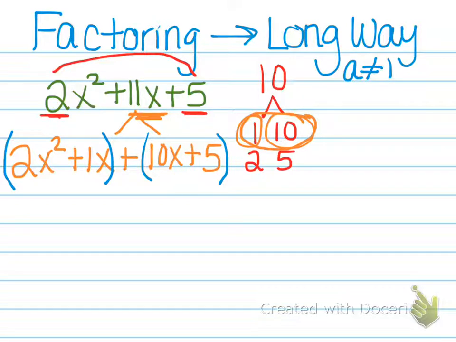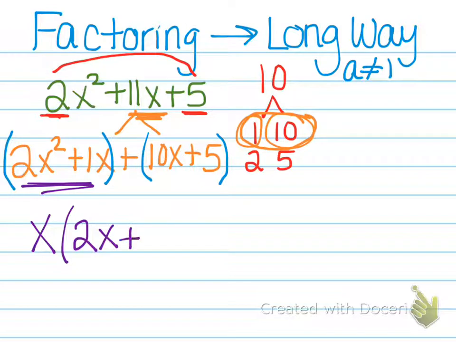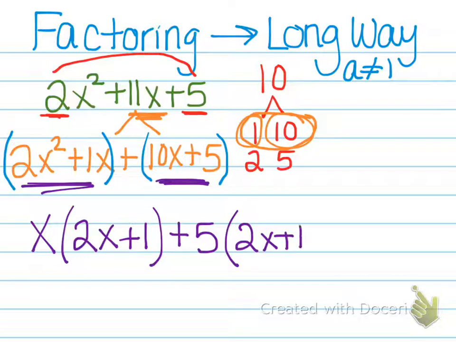So, what is the GCF in this first binomial? Well, it's x. So I'm going to take out an x, and I'm going to be left with 2x plus 1. Now, what is the GCF of this binomial? It is 5. So I'm going to pull out a 5, and I'm going to bring my plus sign down. And I'm going to have 2x plus 1.